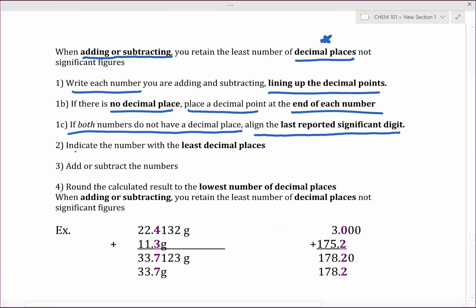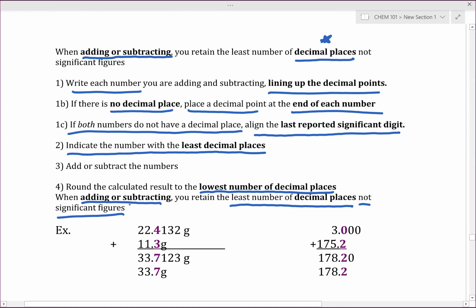Next, just like before, we're going to indicate the number with the least decimal places. Once you have that established, we've counted our number of decimal places, you add or subtract the numbers. You just punch it into your calculator. Finally, you round the calculated result to the lowest number of decimal places. So remember, when adding or subtracting, you retain the least number of decimal places, not significant figures. So decimal places are the name of the game here.